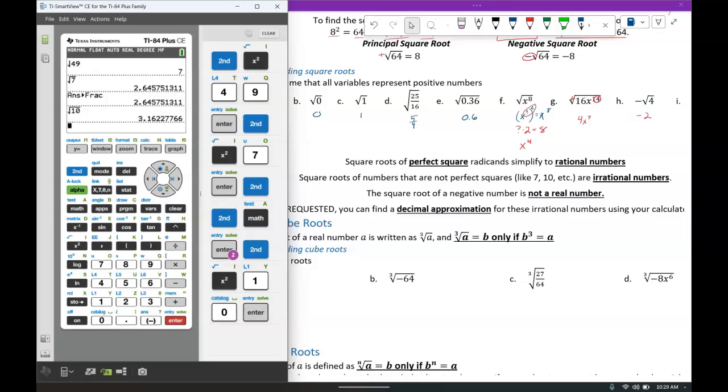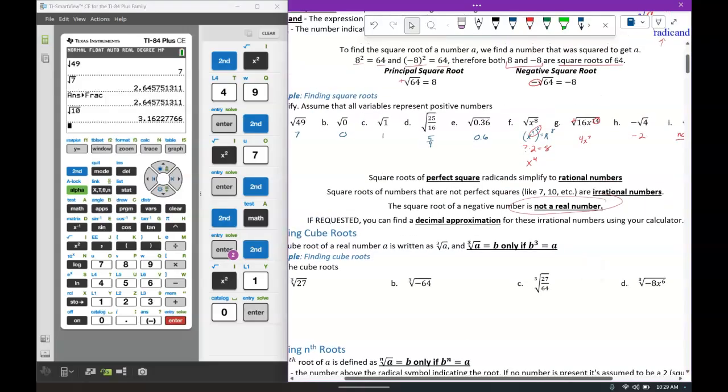Now, as we saw with example I, the square root of a negative number is not going to be real. And we only find the decimal approximations for irrational numbers using a calculator if it's specifically requested, which we will do later in this lesson. But if it's not requested, then we're not going to do it.